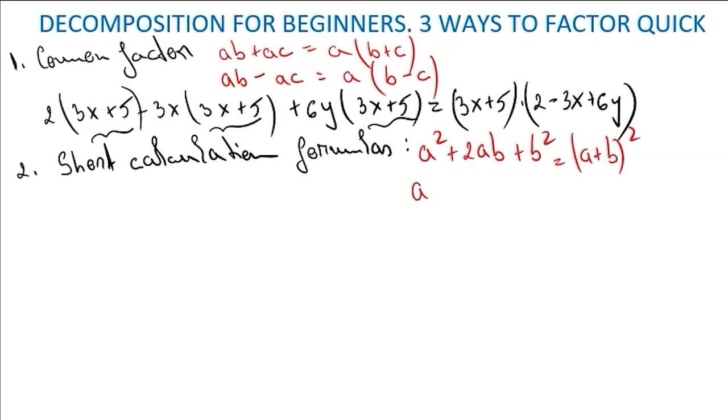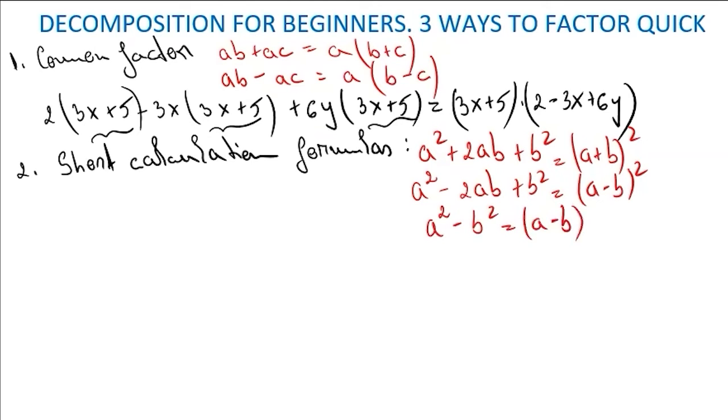Now the second formula is the same, but this time it has a minus sign: a to the power of 2 minus 2ab plus b to the power of 2 equals a minus b to the power of 2. This is written as the square of a difference. The third formula is a to the power of 2 minus b to the power of 2 equals a minus b multiplied with a plus b. This formula is written as the difference of squares.